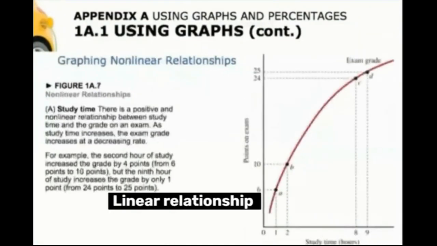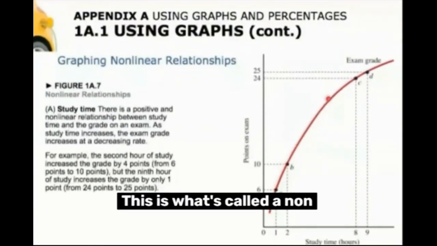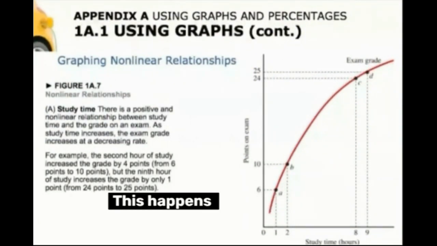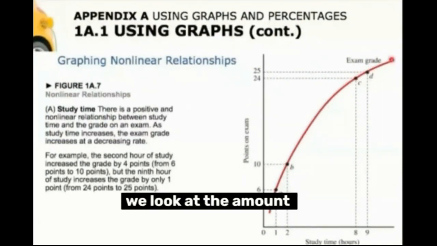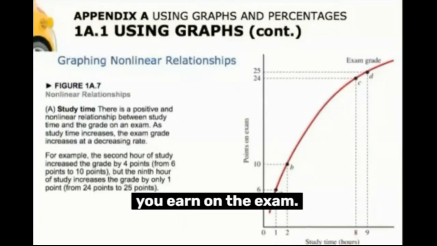We can also look at nonlinear relationships. A linear relationship was that straight line curve. Well, this is not a straight line, it's a curved curve. This is what's called a nonlinear relationship. This happens when, suppose we look at the amount of time you study for an exam and the points that you earn on the exam.